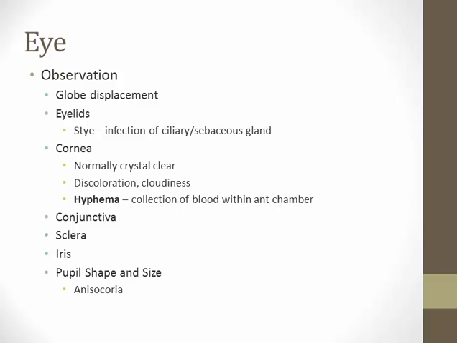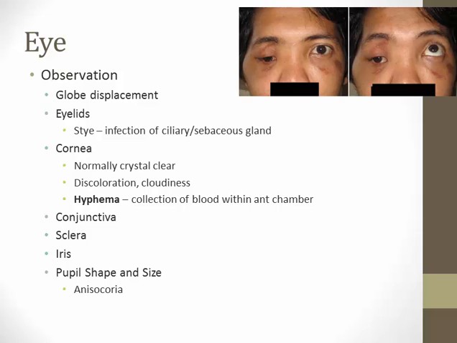Observation: you can actually tell a lot by just simply looking at the person's eye. Maybe global displacement. So this eyeball looks like it's sunk down a little bit compared to this one, and when this person tries to look up, this eyeball does not move. This would actually indicate an orbital floor fracture.